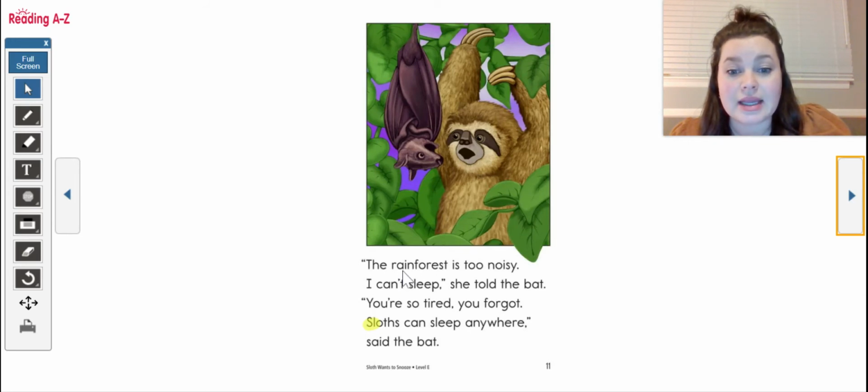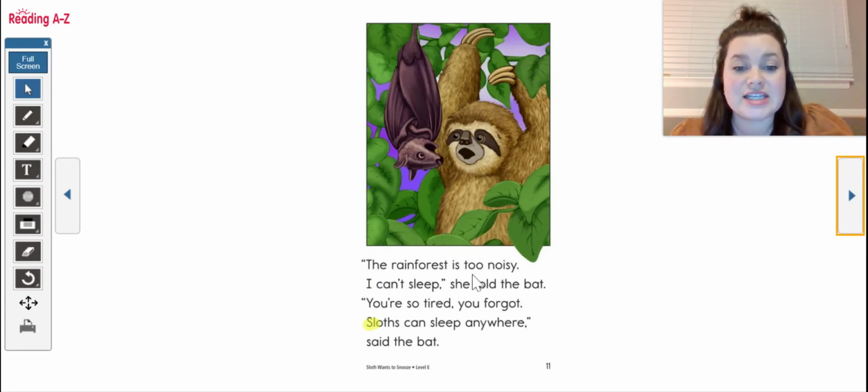Rain. There's rain. For. Est. Oh, forest. Rainforest. That's a compound word, isn't it? So I can look for smaller words within the big word to help me solve. So let's go back and reread.